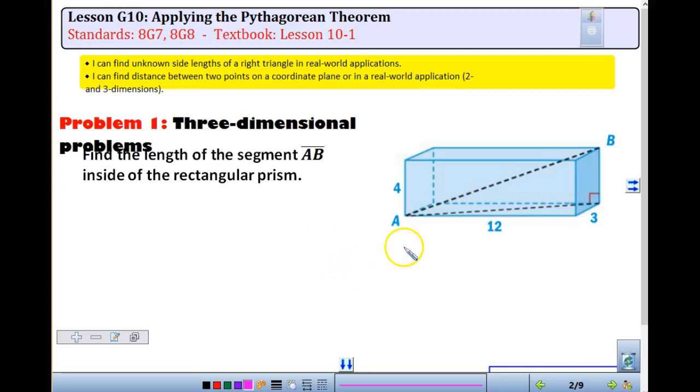Kind of a 3D picture. So the first thing we have to do, if we are going to find from A to B, I would like you to put that this is going to be down here. We're going to call this point D and this point C.